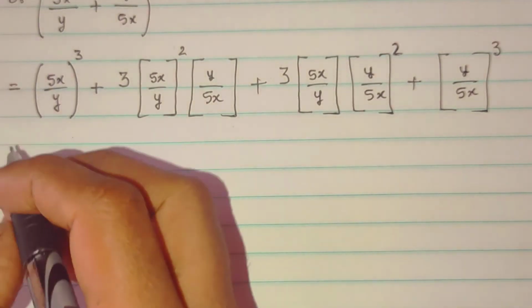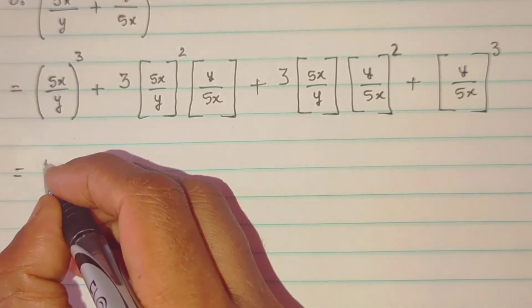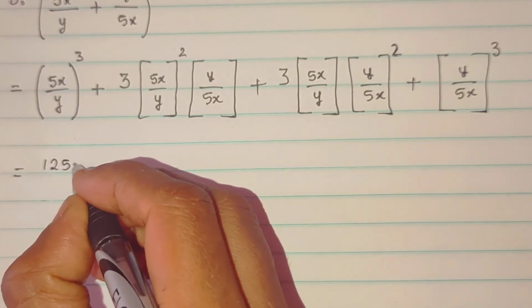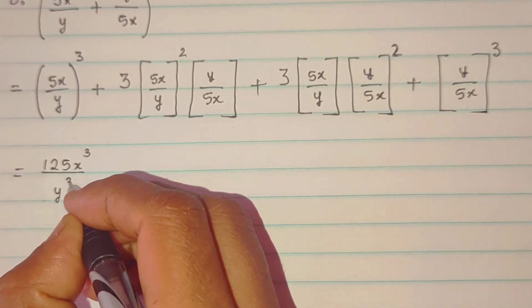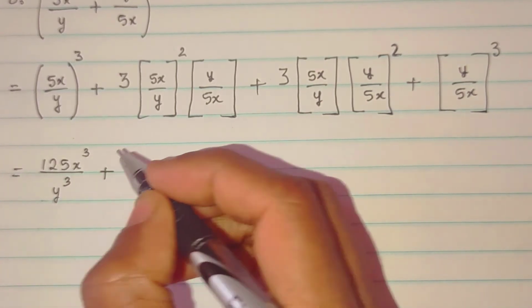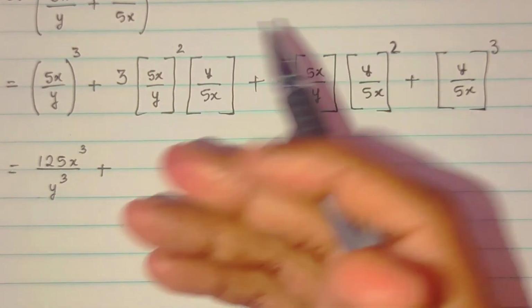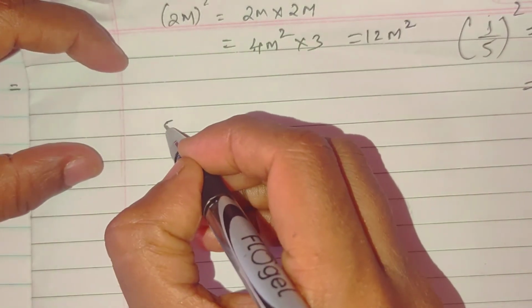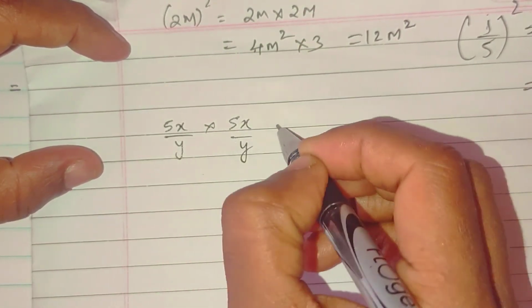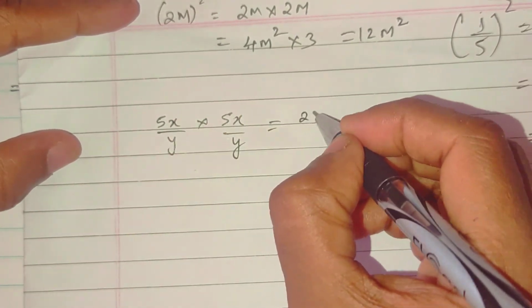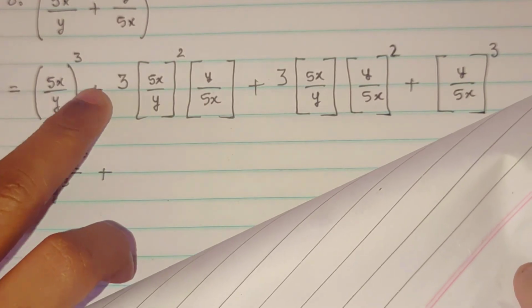So 5 5s are 25, 25 5s are 125 x cube upon y cube. Then here 5 5s are 25. 5x square is 5x upon y into 5x upon y. So 5 5s are 25x square upon y.